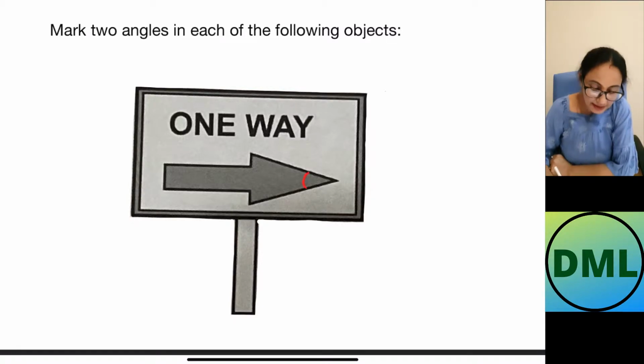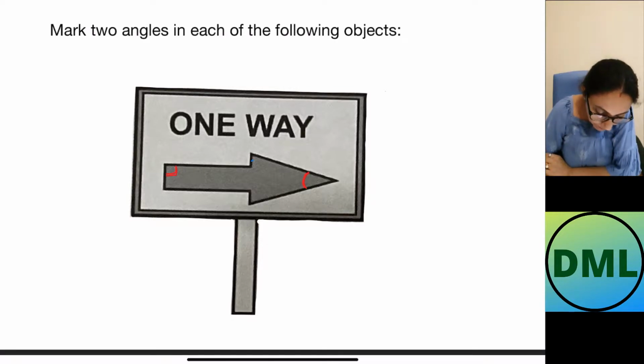I say that this is an angle. I have to mark two angles. So this is my first angle. If I have to say the second angle, I can say that my second angle is this one. In that way, I have marked two angles, but there are many more angles inside it which you can mark. Let's mark all the other angles which are inside this figure.